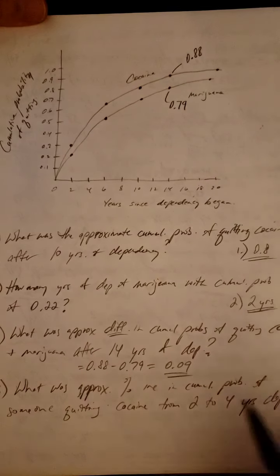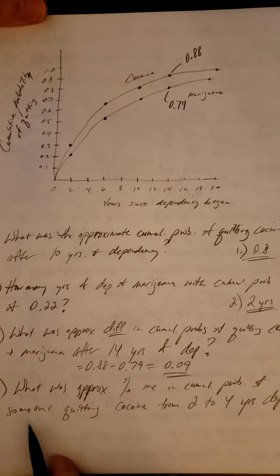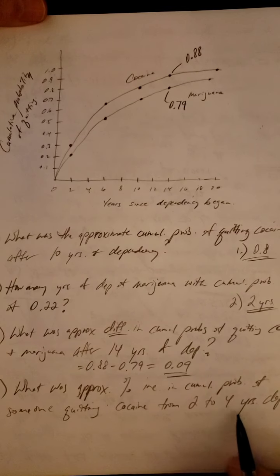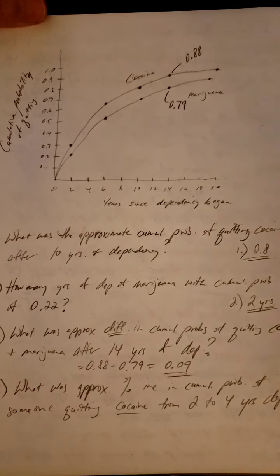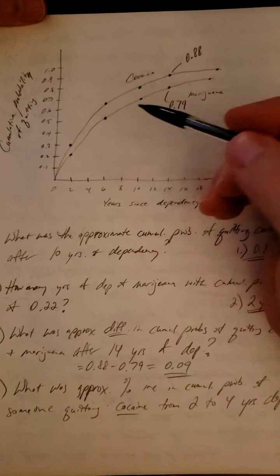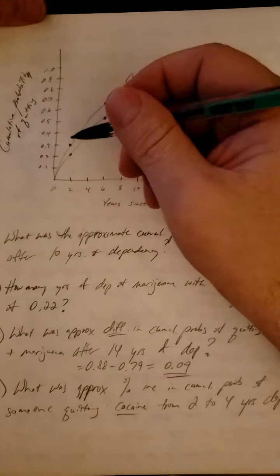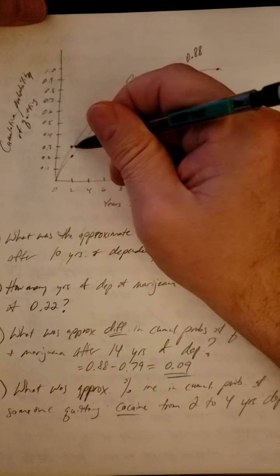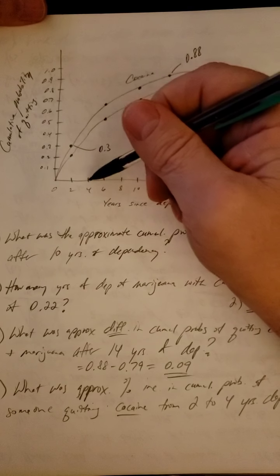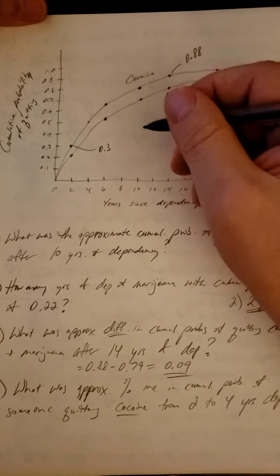Now the last question takes us back to some earlier stuff that we used to do. It says, what was the approximate percentage of increase in the cumulative probabilities of someone quitting cocaine from 2 to 4 years of dependency? So now we're looking specifically at cocaine. So that's our upper one. And so they want from 2 to 4 years. So looking at 2, it's going to be about 0.3. So that's 0.3. And then at 4, well, I'm going to say it looks pretty darn close to 0.5.